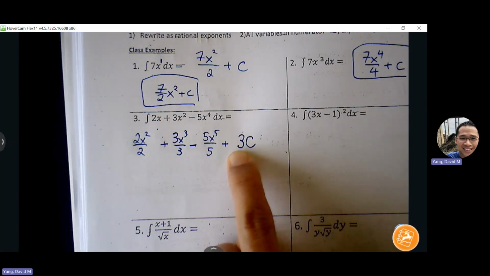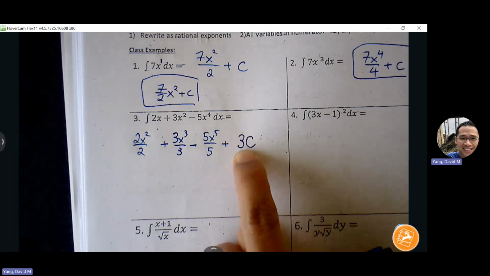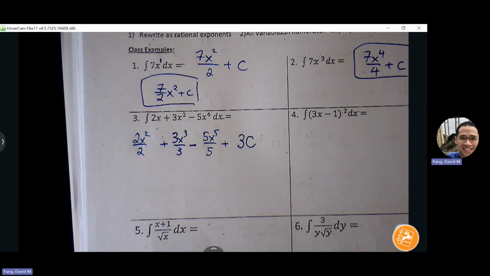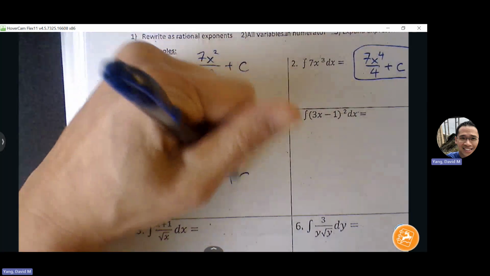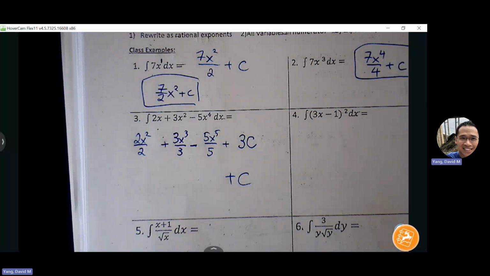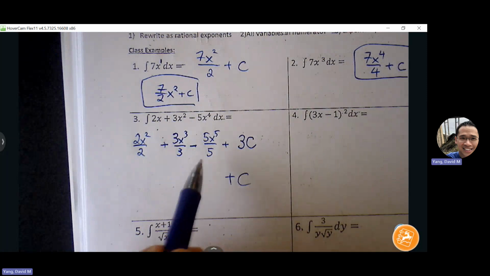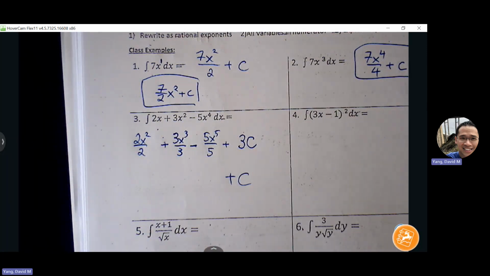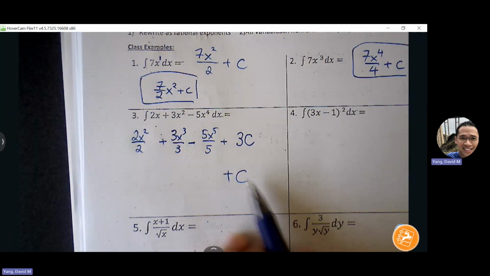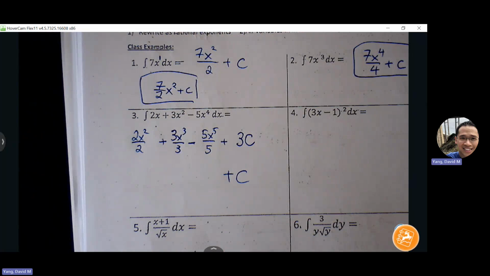Now, let me ask you this. 3 times c is still a what? It's still a constant, right? So basically, we don't have to count the number of c's. We can just write it as plus c, because plus c is just any given number of constants. So we can let that 3 absorb into plus c, and there's no need to add the number of c's based off the terms. Any constants added together are still a constant. We just merge it into a plus c. It's not wrong if you do plus 3c, but typically we just say plus c and not have to worry about counting them. It's all just going to merge together anyway.